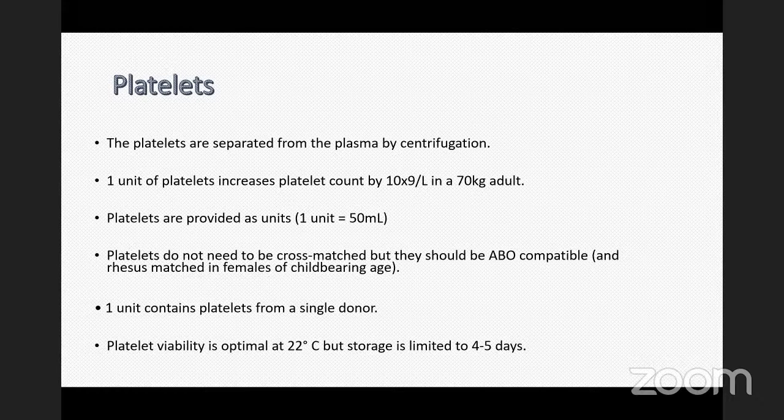Next is platelets. The platelets are separated from the plasma by centrifugation. One unit of platelets increases the platelet count by 10 to the power of 10 per liter in a 70 kilogram adult. Platelets are provided as units; 1 unit is 50 ml. That's why when we order platelets, we order like 12 units. Platelets do not need to be cross-matched, but they should be ABO compatible and rhesus matched in females of childbearing age. One unit contains platelets from a single donor, and platelet viability is optimal at 22 Celsius, but they are stored for a limited time of 4 to 5 days only.